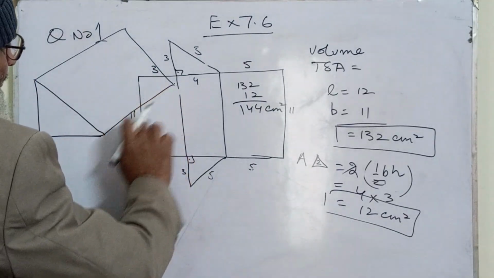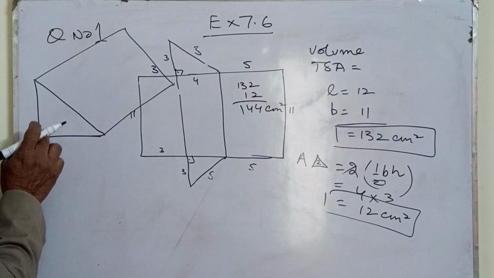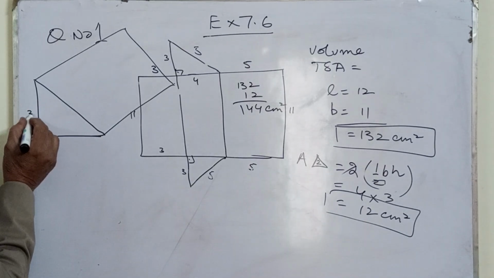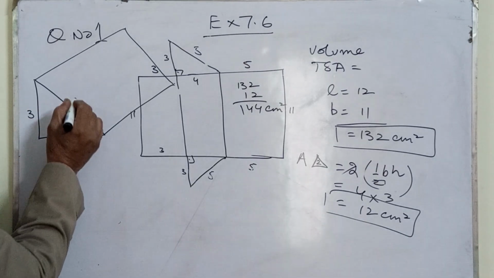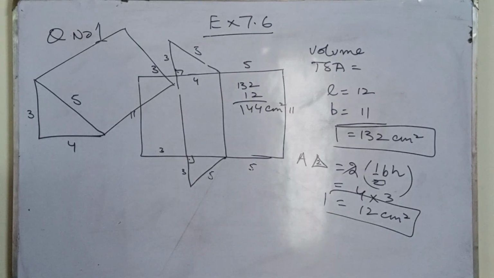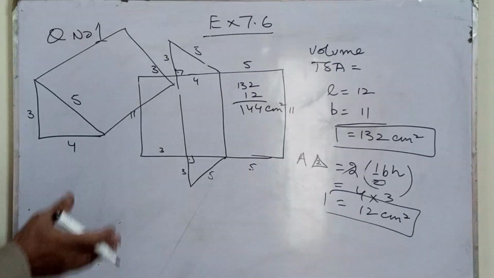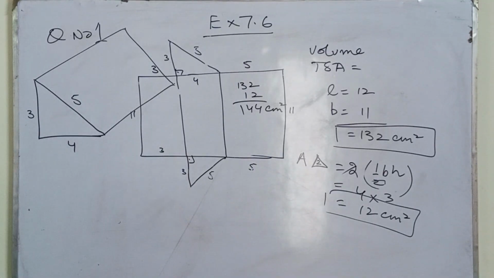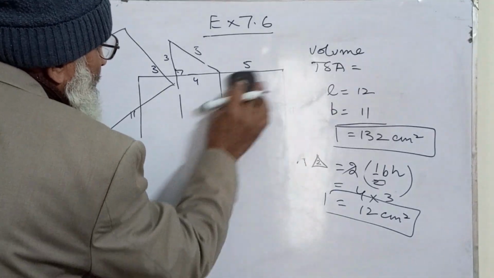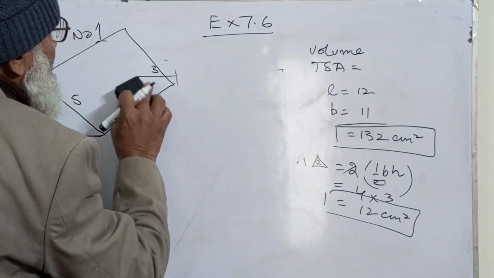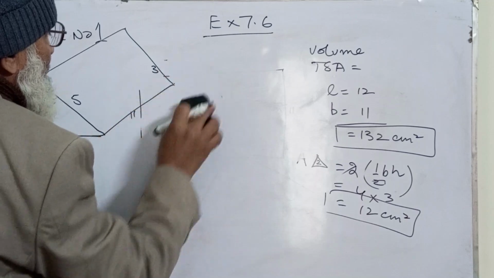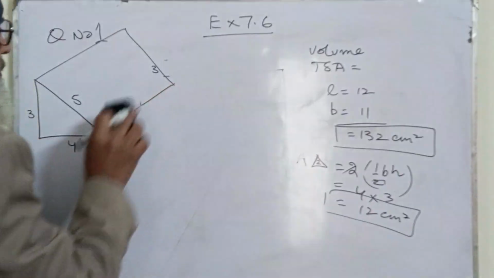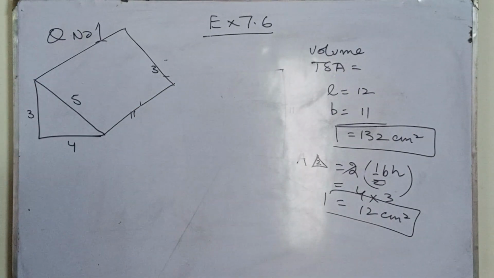Now this is again 11. This right side is 3, the base was 4, hypotenuse was 5. All the dimensions have been covered in this prism. This is a right angled triangular prism. Okay, now let me calculate. Now this is formed. Now this right angled triangular prism.